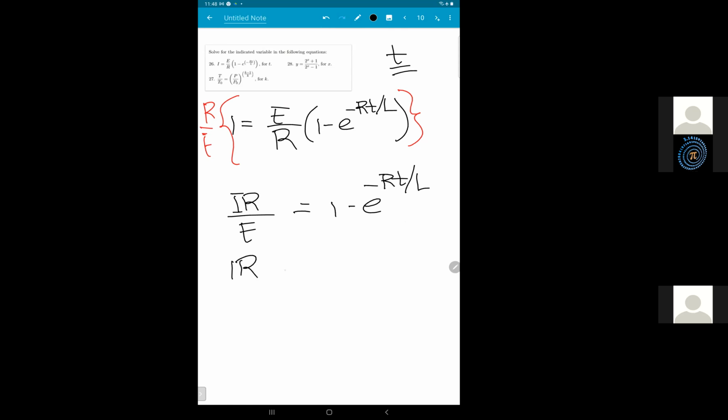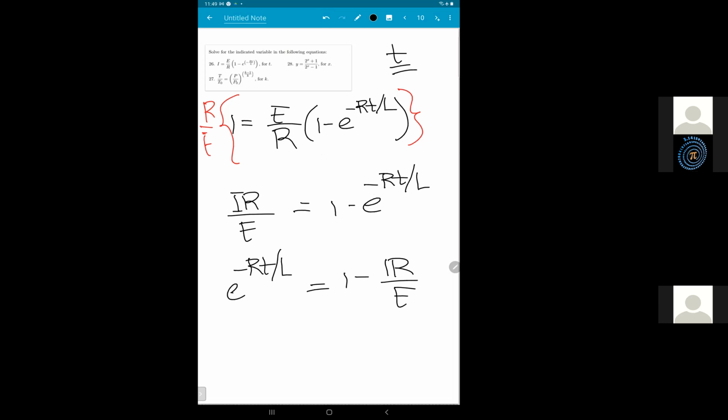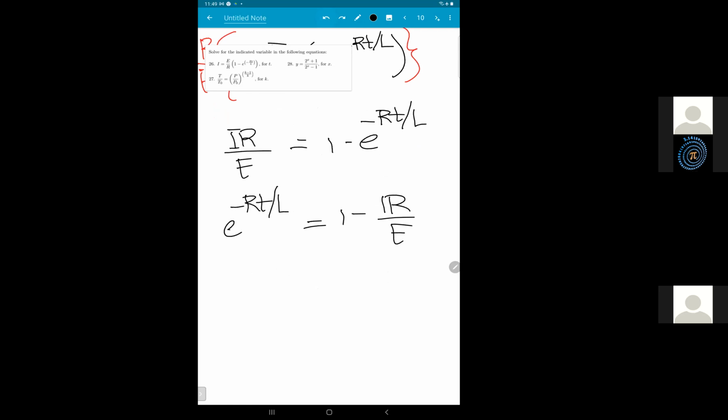So depende sa diskarte, ganito na lang gagawin ko. Pwede namang ilipat mo yung 1 dito. Pero dahil ayaw ko itong negative na to, ilipat ko to dito, ito dito. Okay? Pareho rin lang naman yung kalalabasan. And then we're solving for t, so we take the ln of both sides.